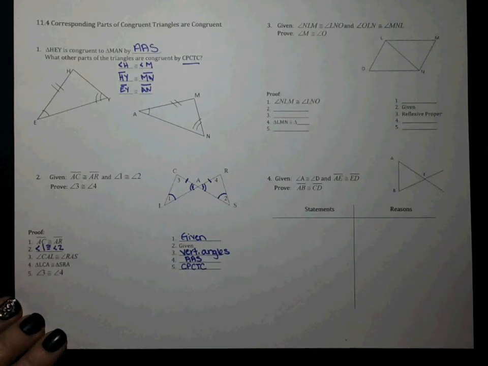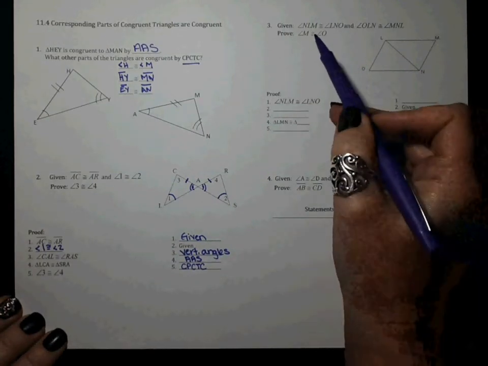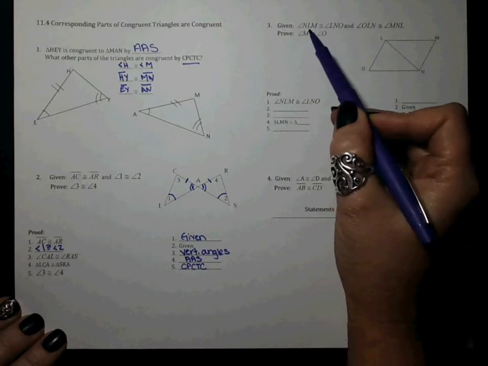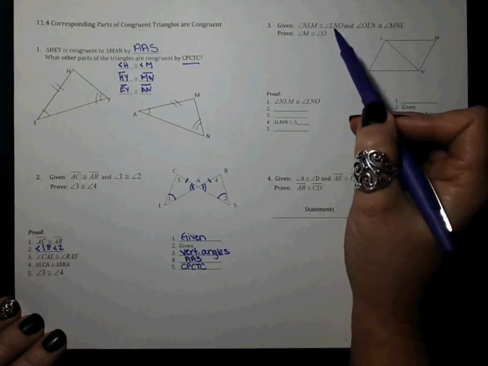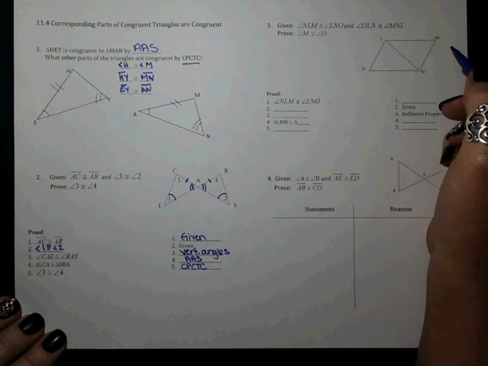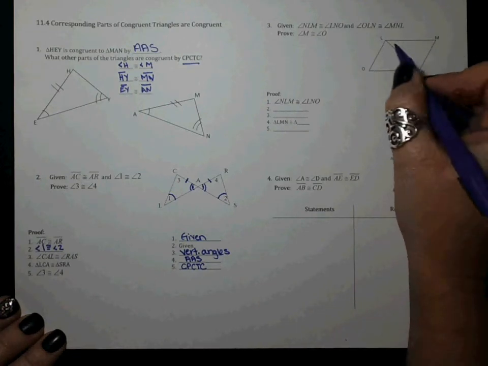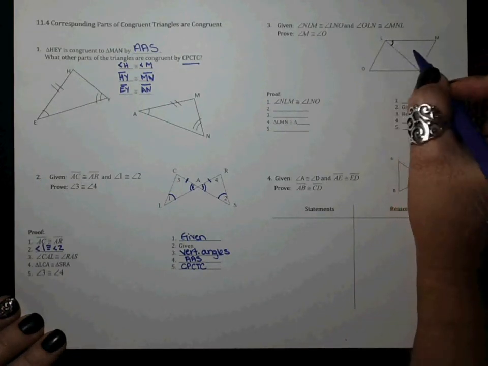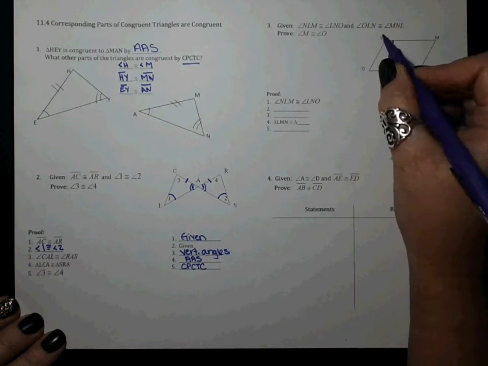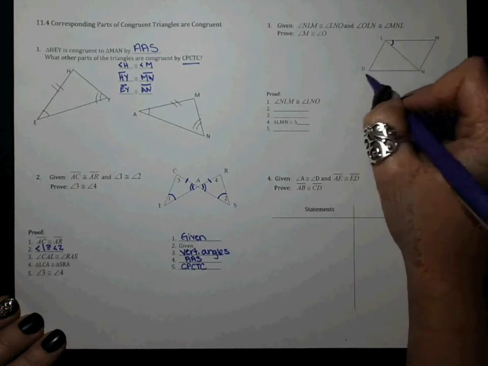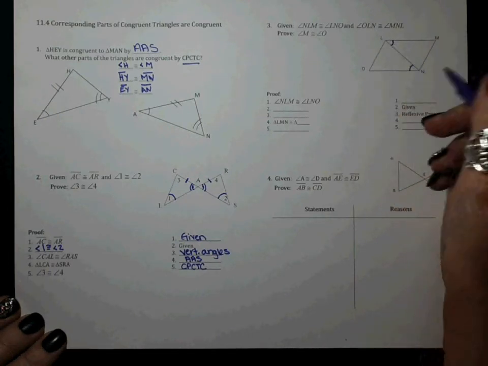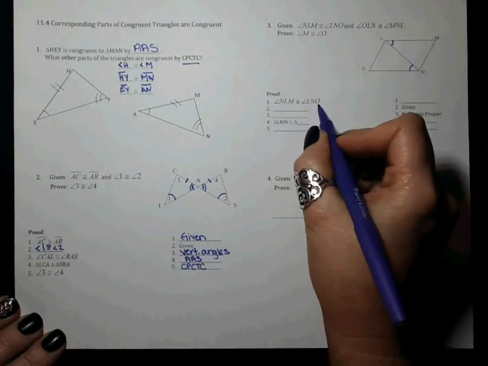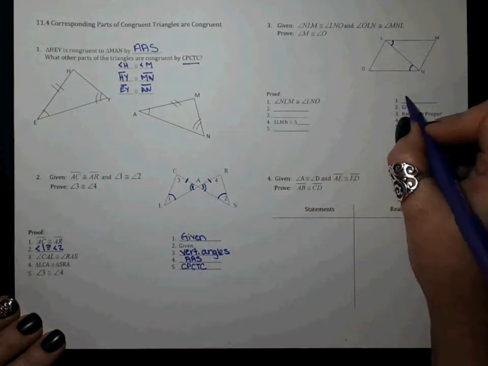Alright, let's look at example 3. It gives us the information that angles NLM and LNO are congruent. So that is NLM, this one right here, and it is going to be congruent to angle LNO, so this one right there.